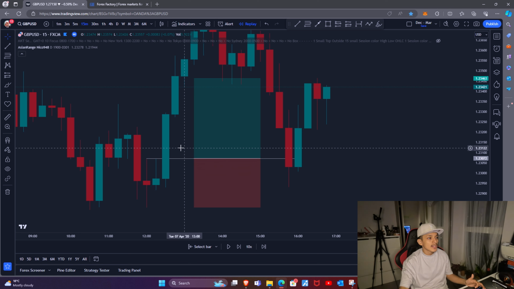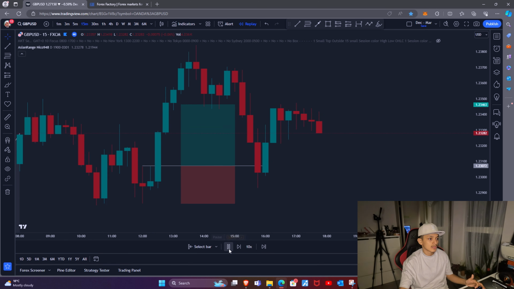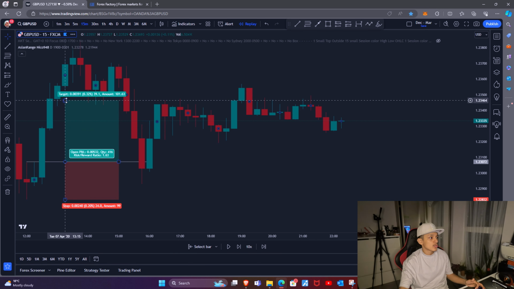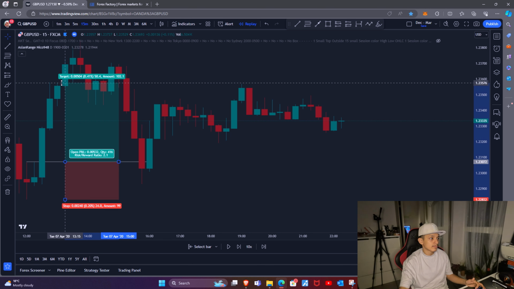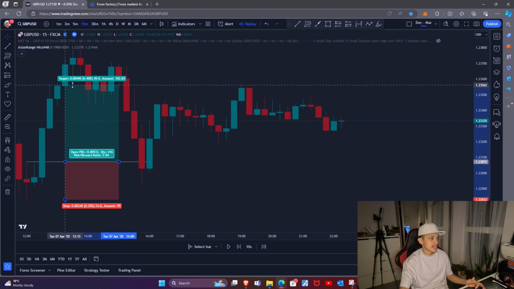So in this case, this would have been a 1-2. I think this even goes a little bit further up, so I'm not too sure. I think it just consolidates. Yeah, it just consolidates. The most that you could have squeezed out of this would have been, my first TP would have been here, and my second TP would have been here.